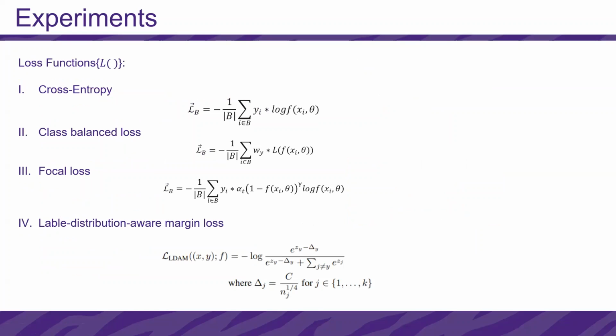And then let's talk about the loss functions used in this paper. They use the cross entropy, the focal loss, and the label distribution margin loss. These three loss functions. And also there is another technique called class balanced loss. They use this W, which is the same as we described before. The W is the class-wise weight. So the class balanced loss can combine with these three loss functions, such as class balanced cross entropy and class balanced focal loss.